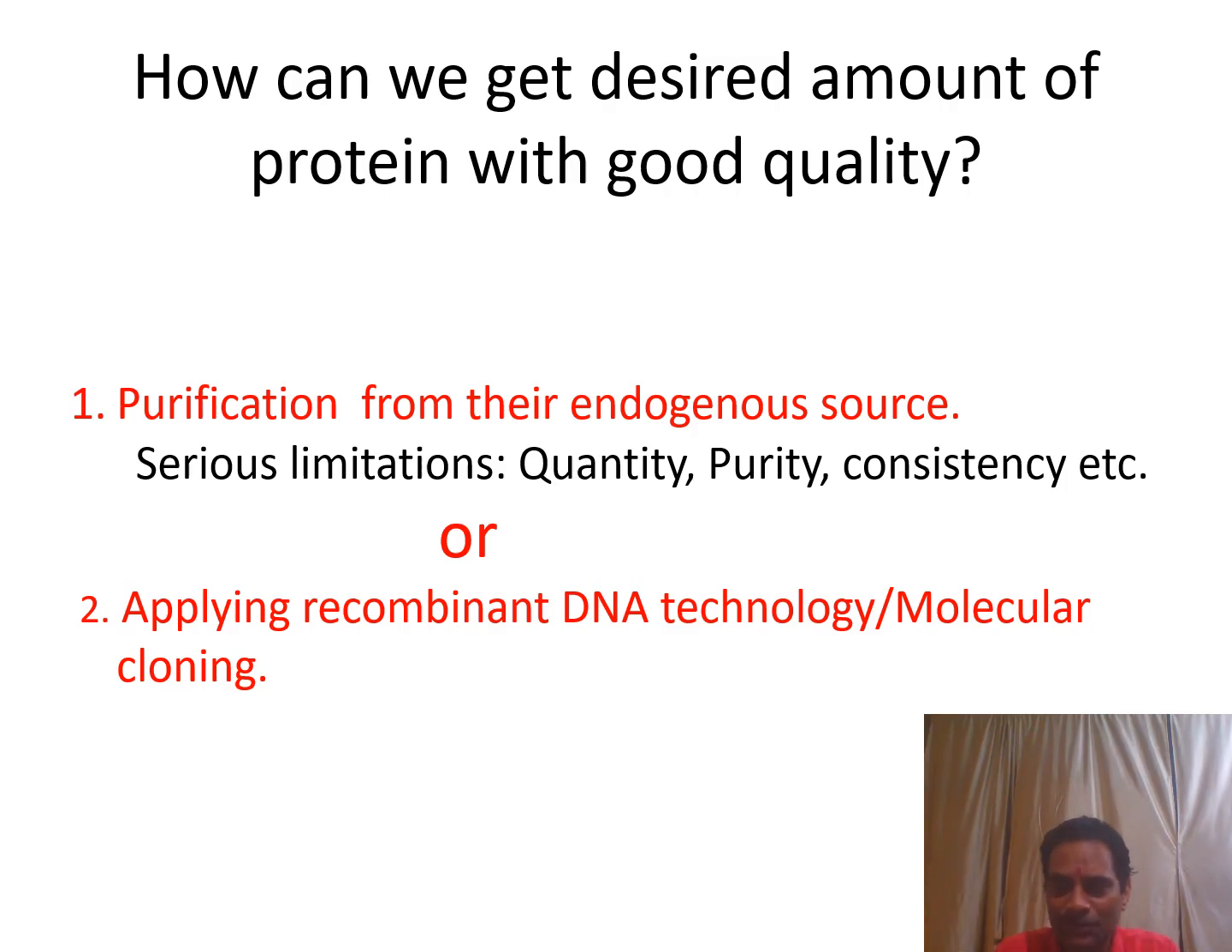Purity: since we add a particular affinity tag to that protein, purification will also be easier in comparison to the native host. And consistency: since we are growing it in a controlled environment, with a known medium and temperature, the amount and other things will be consistent and constant. It will not change much.